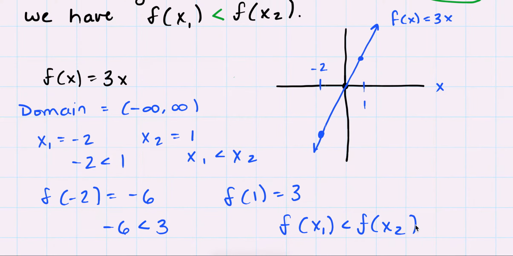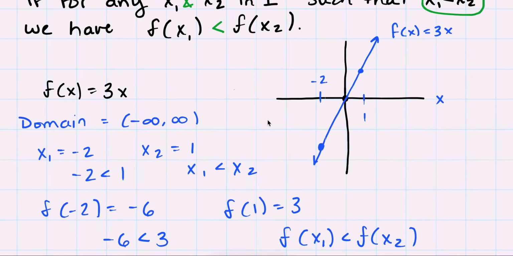Now here I just chose any two numbers that are in this interval where x1 is less than x2. And what I showed was that if I plug them into my function, the value of the function at x1 is less than the value of the function at x2. And you can see that. Whatever I plug in here, this number for the y is going to be less than this number here. But this will work for any two numbers that you choose between negative infinity and infinity. So if you let x1 be 10, x2 be 500, then f of 10 will be less than f of 500.